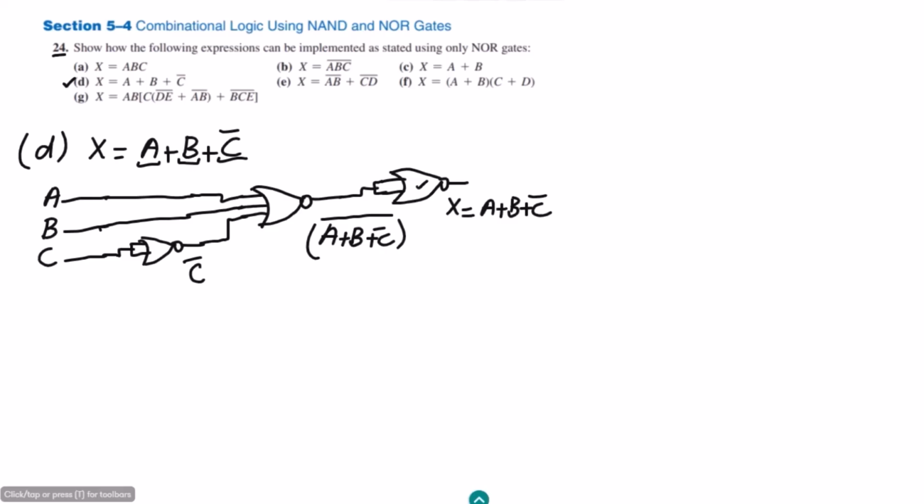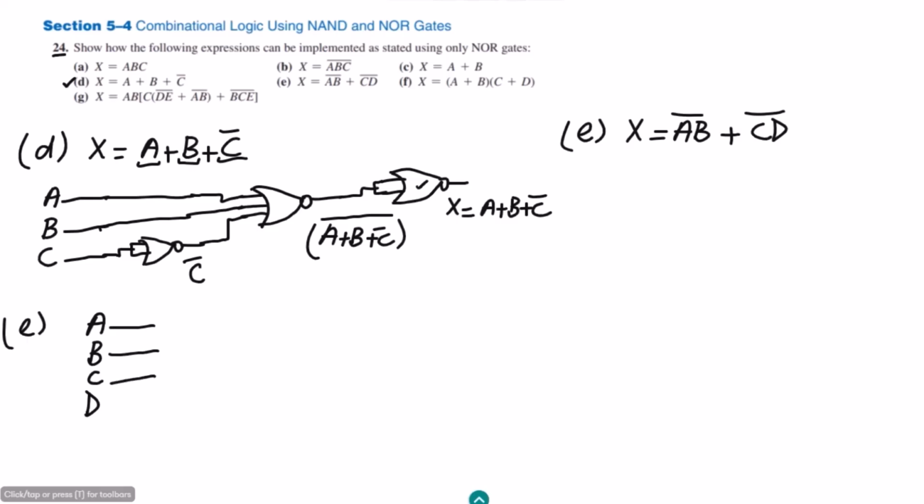Similarly, in part E of our question, this is the solution of part D. In part E, what we have here is x equal to AB whole complement plus CD whole complement. What will be the procedure here? First of all, we have to see how many inputs we have. Here we have 4 inputs. This is part E, and the inputs are A, B, C, D. The input lines here are 1, 2, 3, 4.